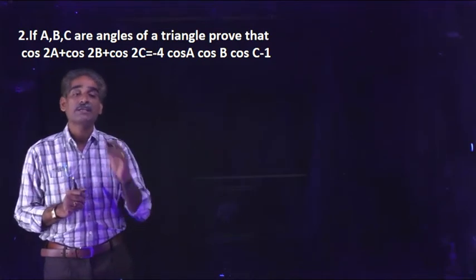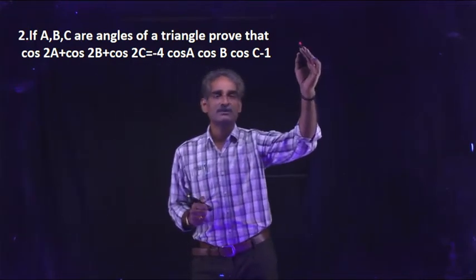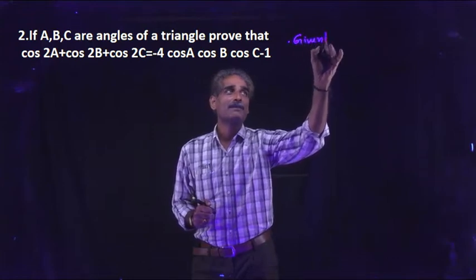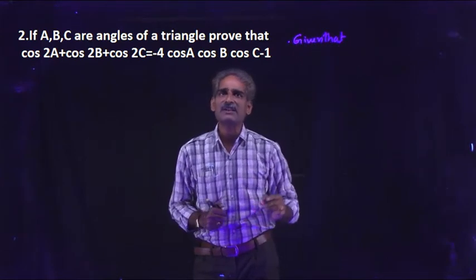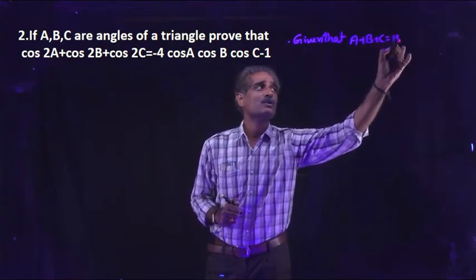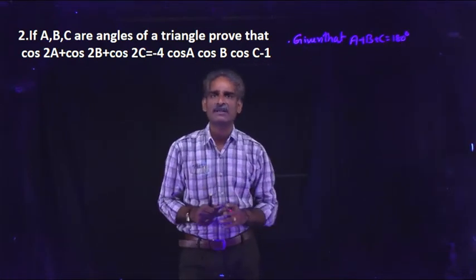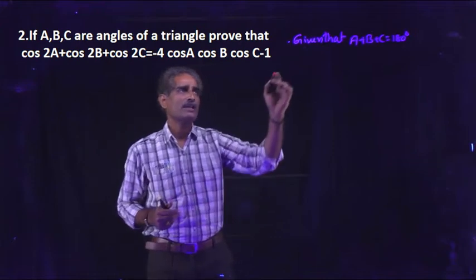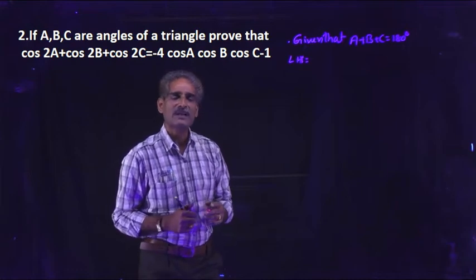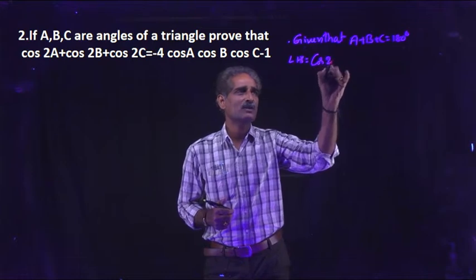Here also A, B, C are the angles of a triangle. That means A plus B plus C is equal to 180 degrees. Under this condition we have to prove left side equal to right side. So take the LHS: cos 2A plus cos 2B plus cos 2C.